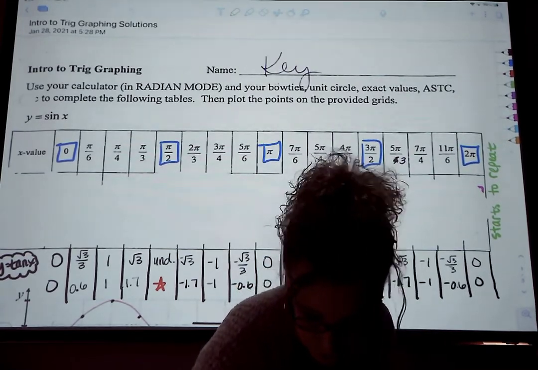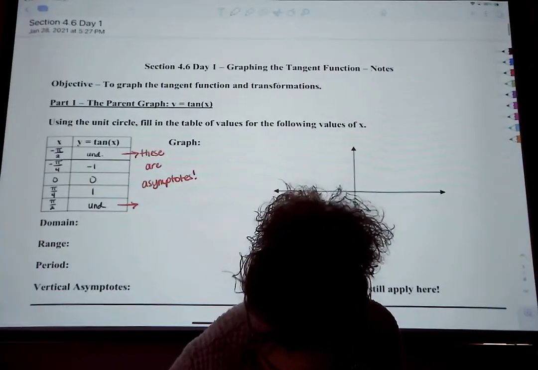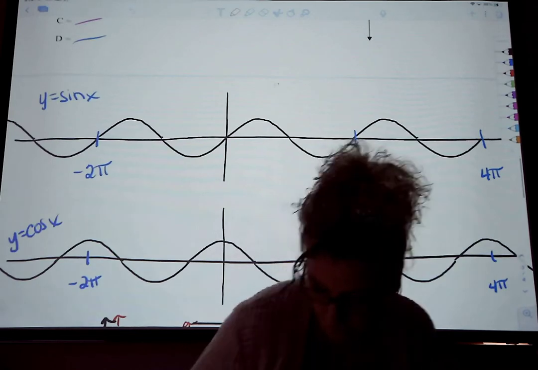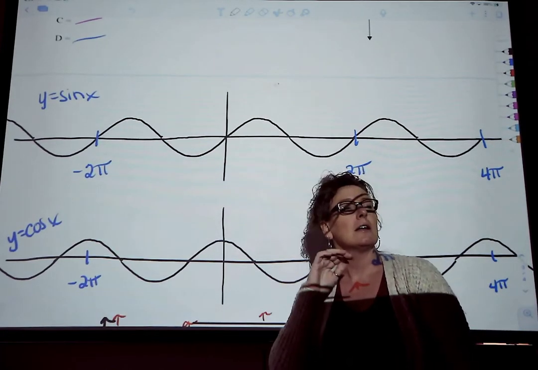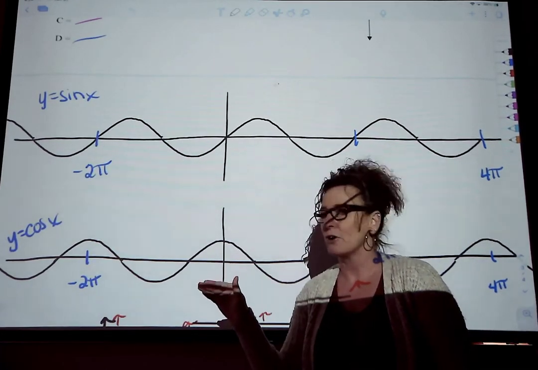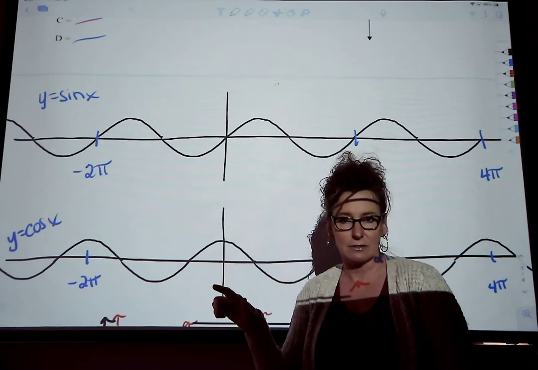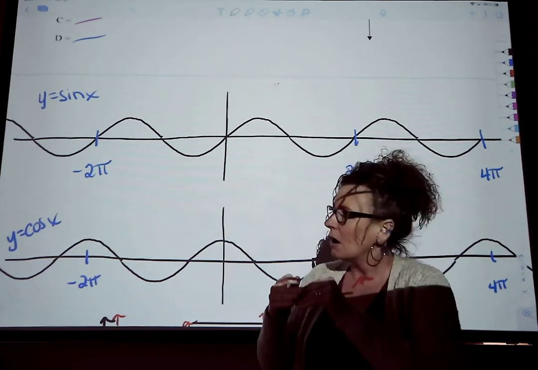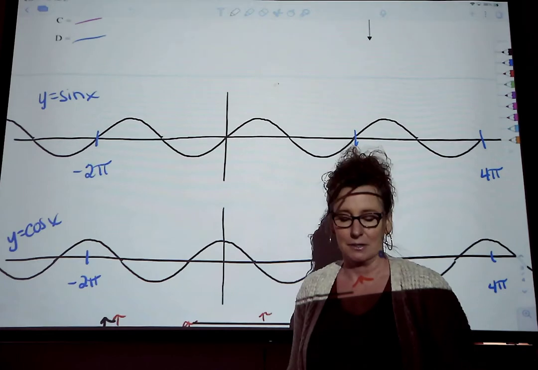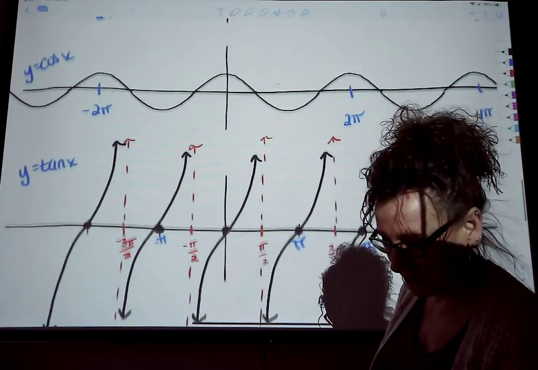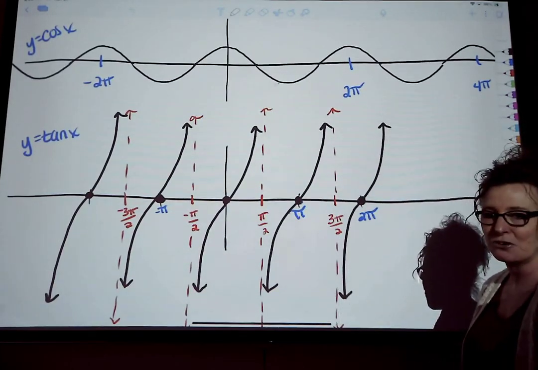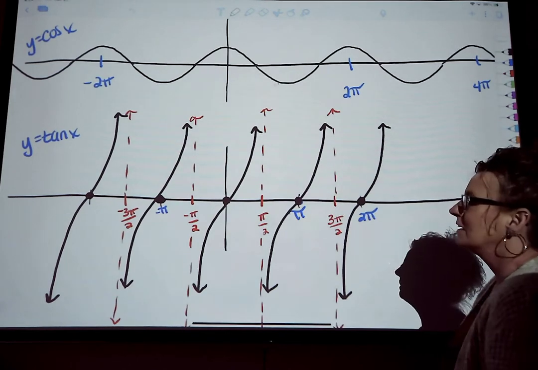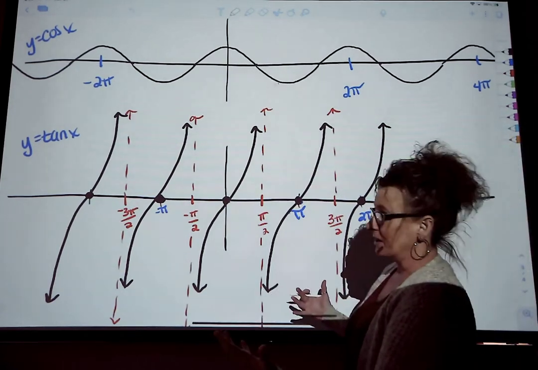So let me just show you what a tangent graph looks like. It's kind of cool. Sine, cosine, by the way, never blow up. Never, ever do sine and cosine graphs blow up. Domain, all real numbers. Tangent, however, yep, that's what the graph looks like. Whoa. And I've only drawn a portion of it.